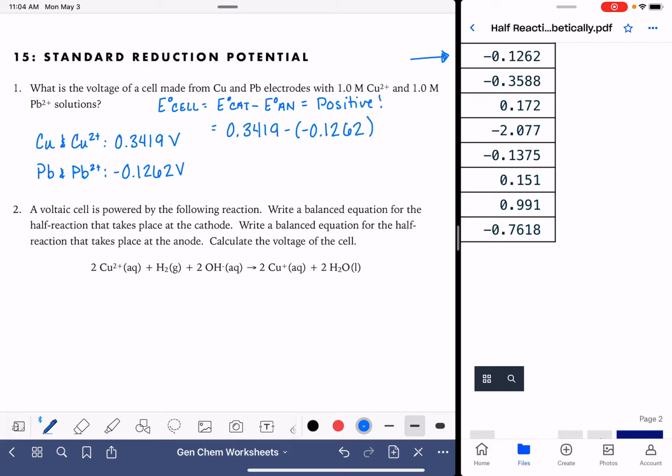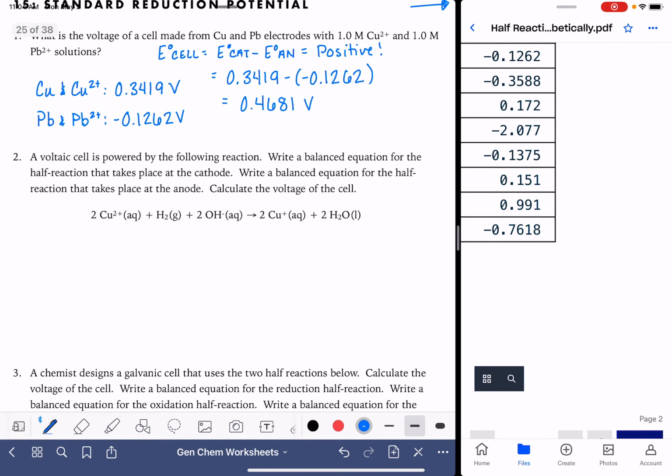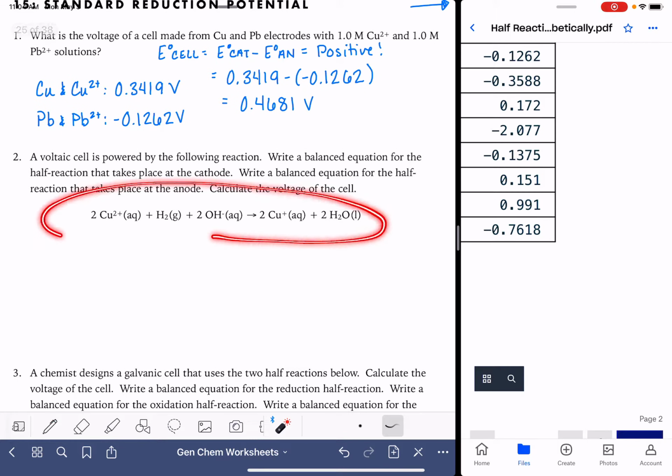0.1262, which gives us 0.3419 minus negative 0.1262. A voltage of positive 0.4681 volts. The next problem that we're looking at is giving us the actual reaction for the galvanic cell.